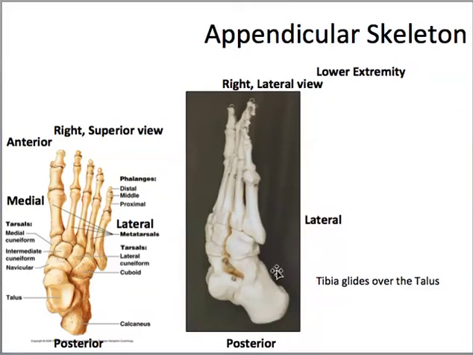It's also capable of inversion and eversion. If you've ever sprained your ankle, you've probably inverted your ankle joint and caused the ligaments and tendons in that region to inflame and heal very, very slowly, because ligaments and tendons have a relatively poor blood supply.